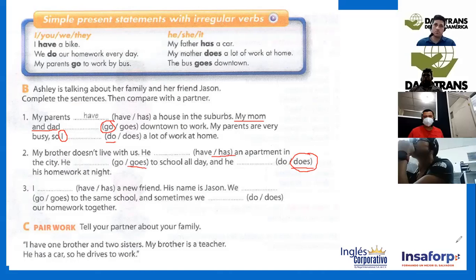Can you help me with the next one? Let's see, Josue, la última, Josue, the last one. Hello. I have. Muy bien, I have. I have a new friend. His name is Jason. We go. Muy bien, very good. Go. To the same school. Sometimes we do our homework. La última palabra, ¿cómo se pronuncia? Together. Yeah. Okay, very good, Josue.